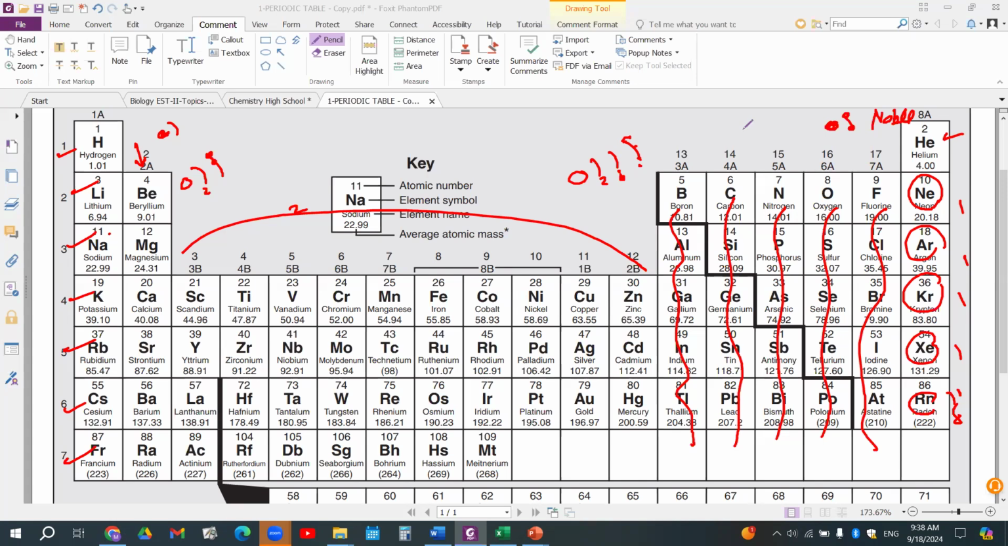Fluorine has 7 electrons in the outermost energy shell. It's eager to have 8. Okay, it struggles to have 8. Oxygen needs 2 electrons to become 8. Lithium, it is easier to lose 1 rather than gain 7. Beryllium, magnesium, easier to lose 2.